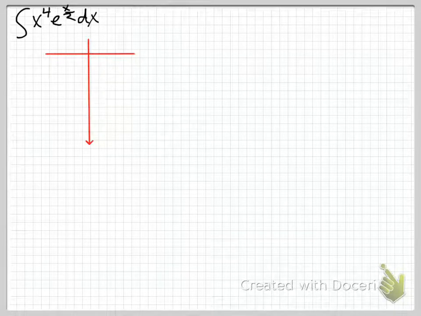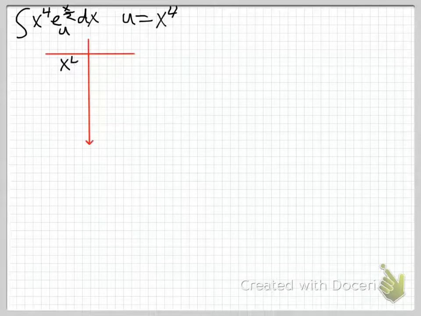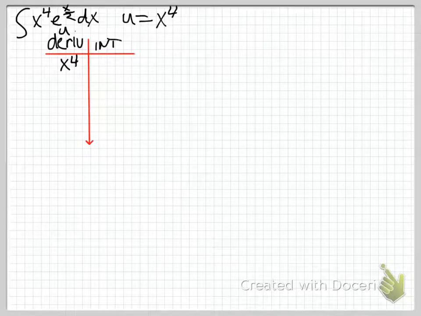So in this problem we're going to start off with our U as x to the fourth. A little bit of thought about that is you always want to pick the u value that is going to decrement when you take the derivative. So over here in the left column we're going to put our u, which is x to the fourth, on the first line. In this left column, we're going to take the derivative, and over in the right hand column we're going to take the integral.